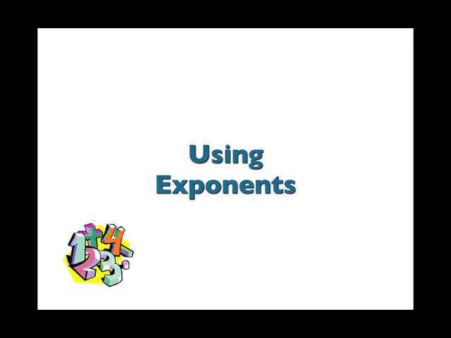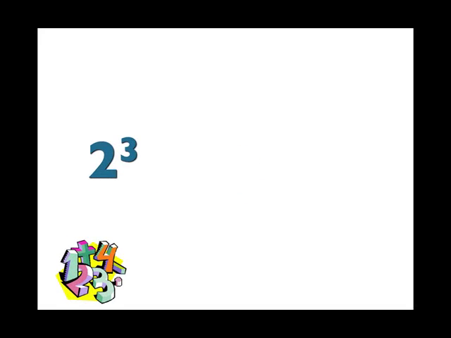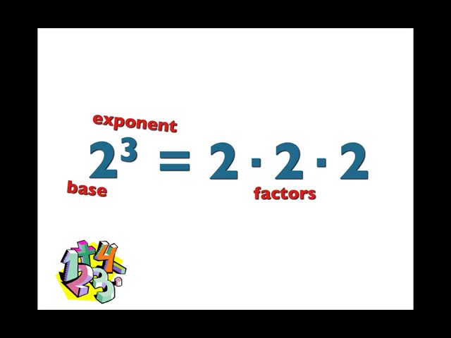Now, part of our objective was to be able to evaluate expressions using exponents. So we're going to talk about exponents now. And you've probably seen this before. Here's 2 to the third power. The 2 is called the base, and the base is the number that's going to be multiplied. The exponent tells us how many times we're going to multiply it. So 2 to the third power just generally means 2 times 2 times 2. And you'll see that the word factors appears under the numbers 2. Anything that's being multiplied is called a factor. So 2 to the third power would be 2 times 2 times 2, which would be 8.